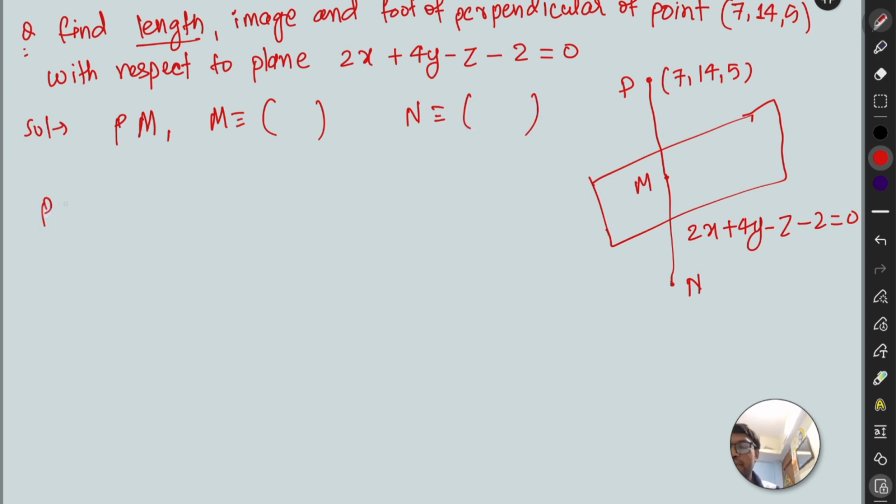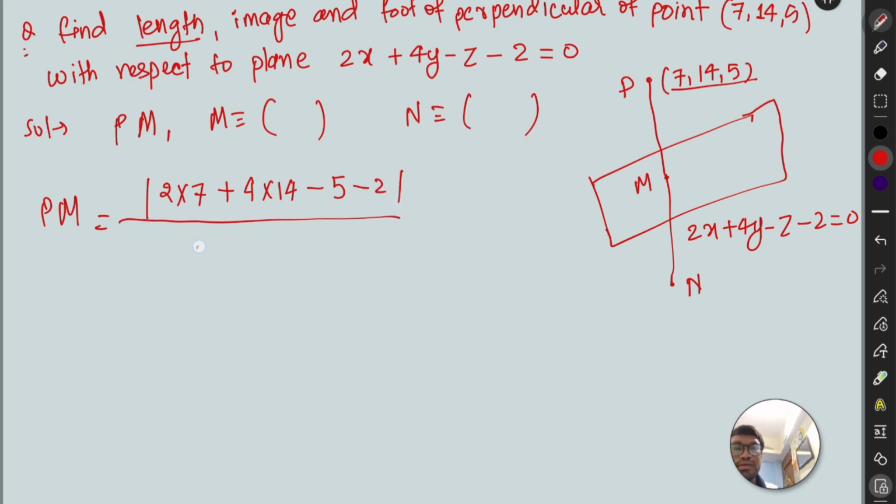For length PM, we will satisfy this point into the plane with the modulus sign: 2 into 7 plus 4 into 14 minus 5 minus 2, modulus, divided by the square root of 2 square plus 4 square plus minus 1 whole square. On solving this, we get 63 by square root of 21. This is the distance PM.